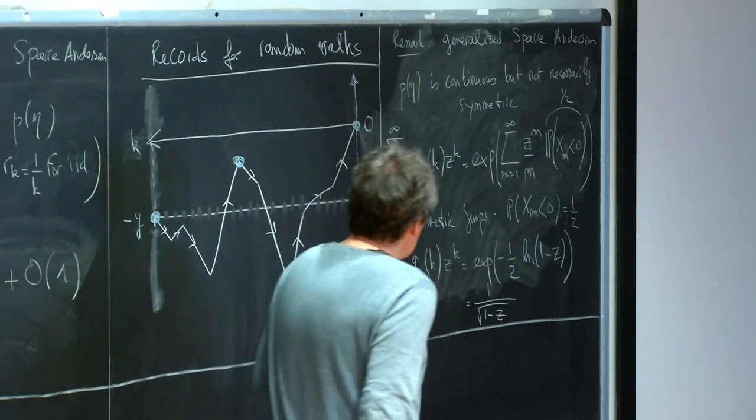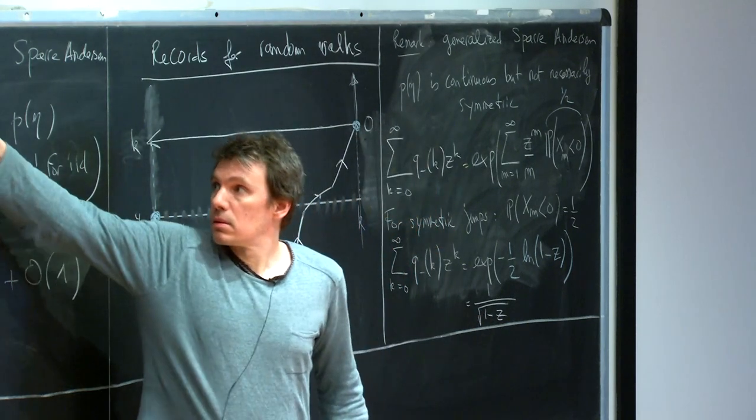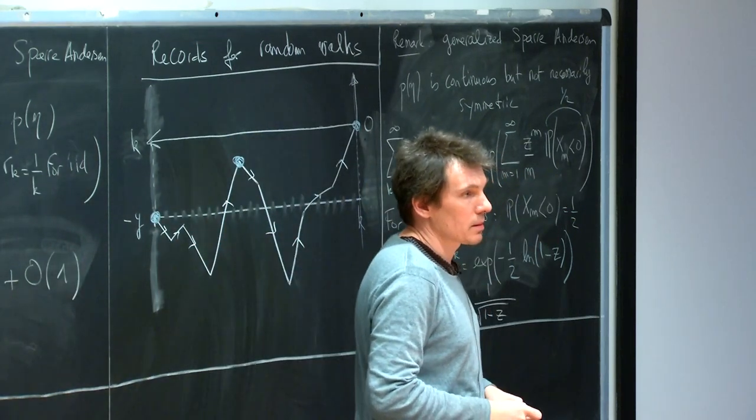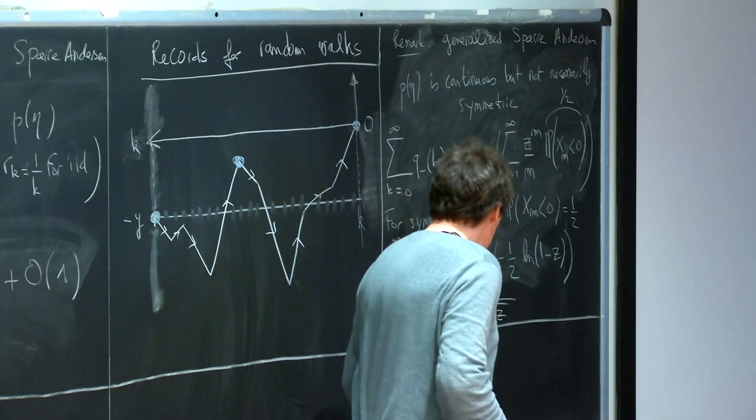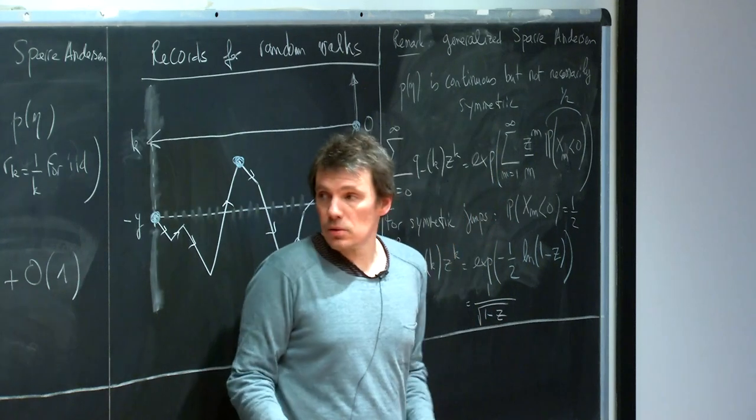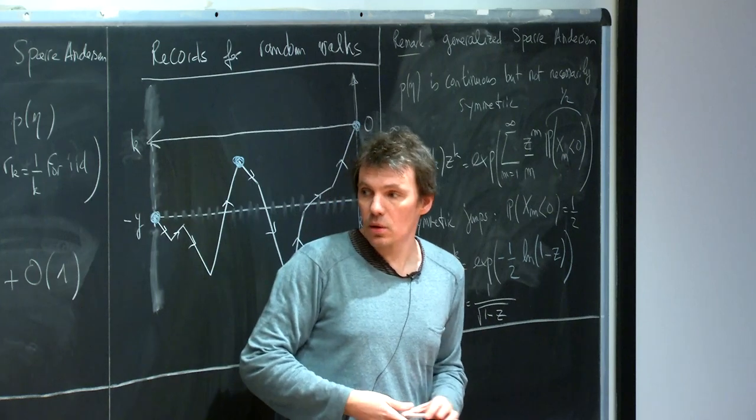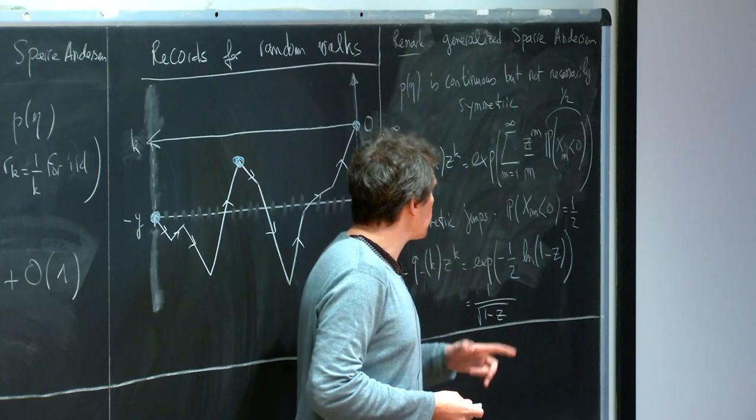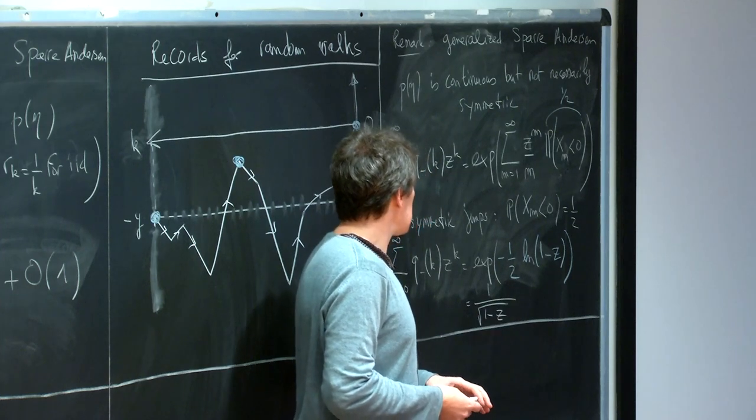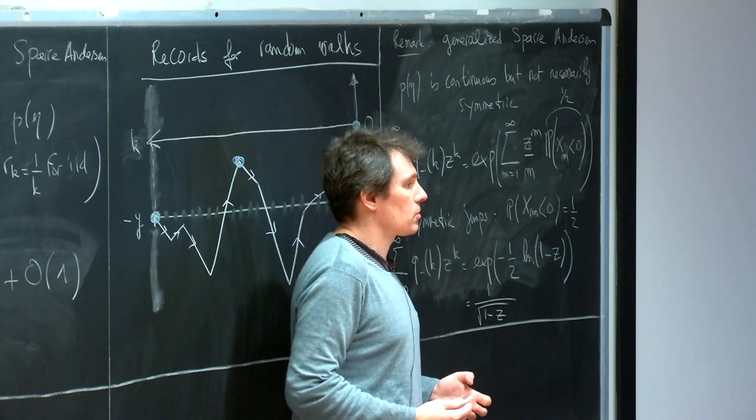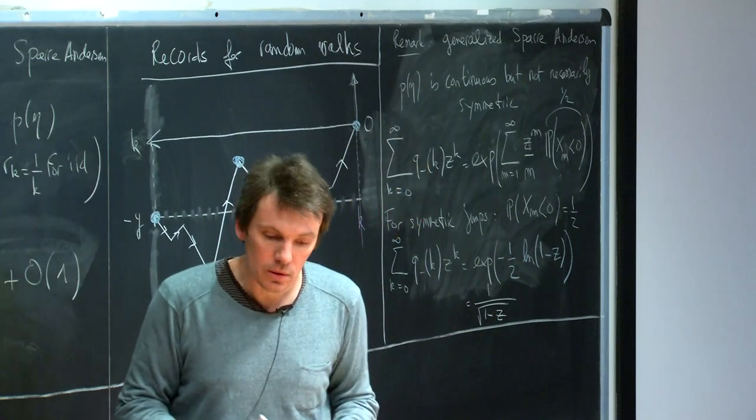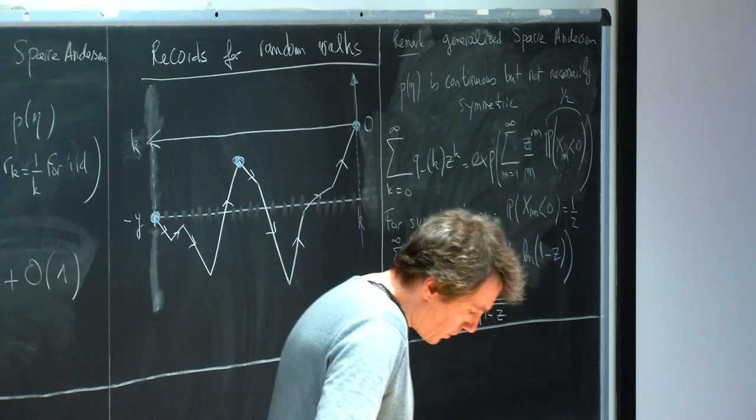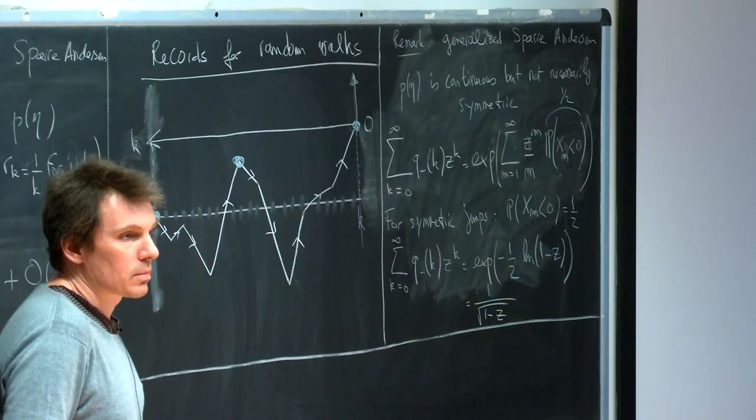Okay? Now, once you have that, you have immediately this. But otherwise, if it's not half, then it's something else. So that means that with this formalism, you can, for instance, look at the case of, suppose that you have a linear drift. So you put a force on your random walk, and then you can study what will be the statistics of the number of records. This is something we have done a couple of years ago.